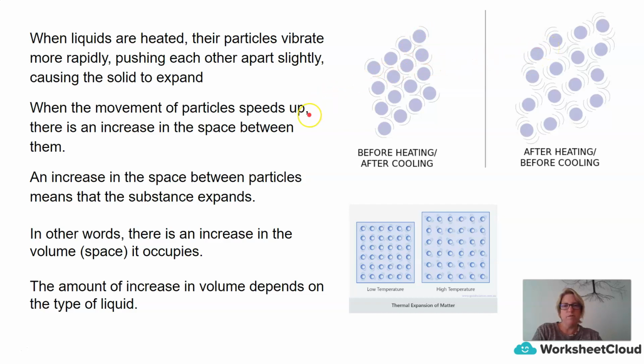So when the movement of the particles speeds up, there is an increase in the space between them. The increase in the space between the particles means that the substance has expanded. Just to recap, the substance has expanded because the particles have moved farther apart. It has not expanded because the particles are getting bigger. In other words, there is an increase in volume. The liquid is going to take up more space, and the amount of increase depends on the type of liquid.